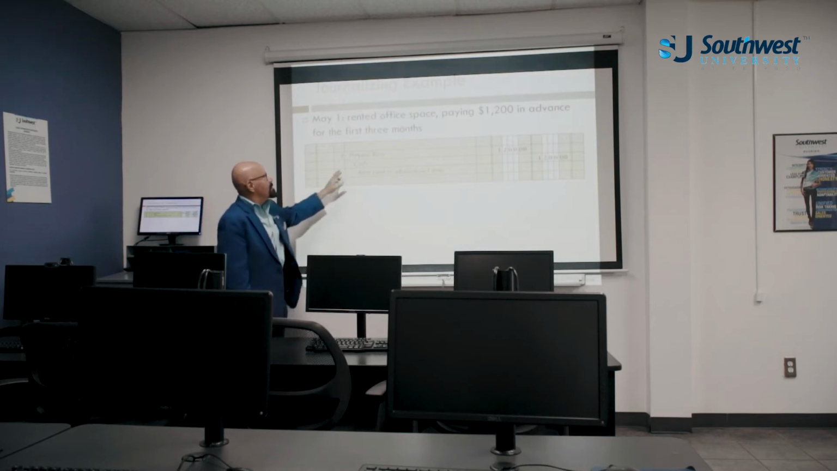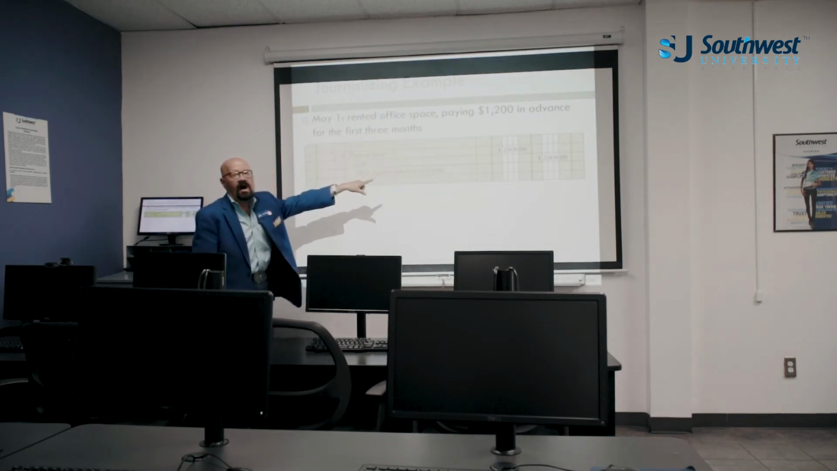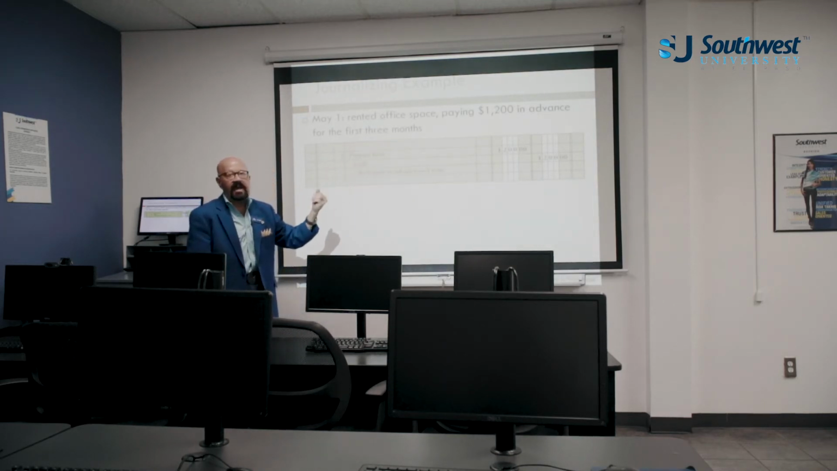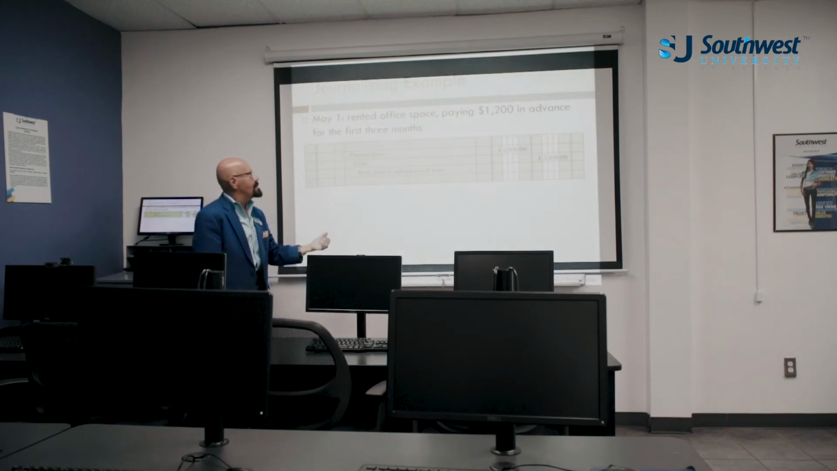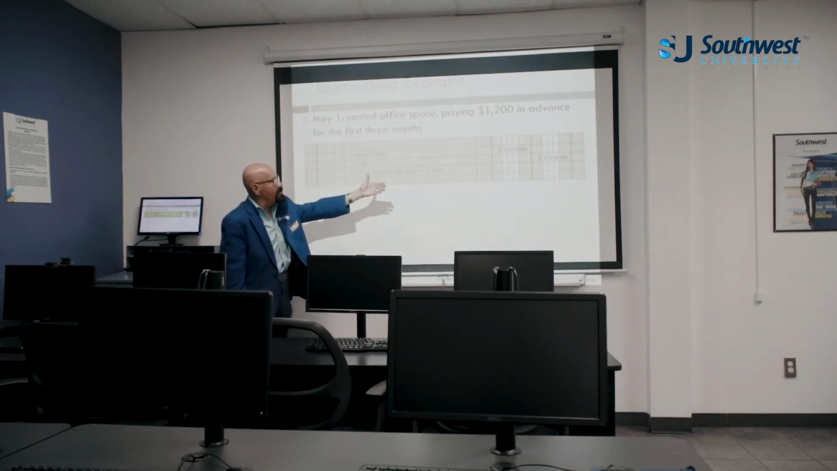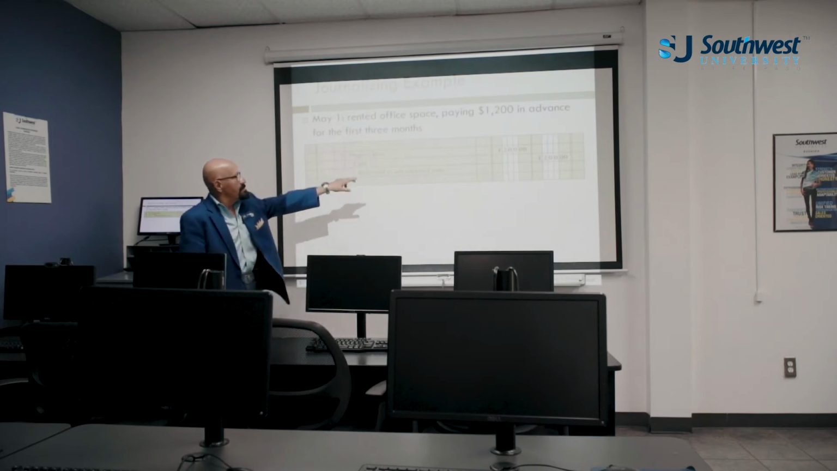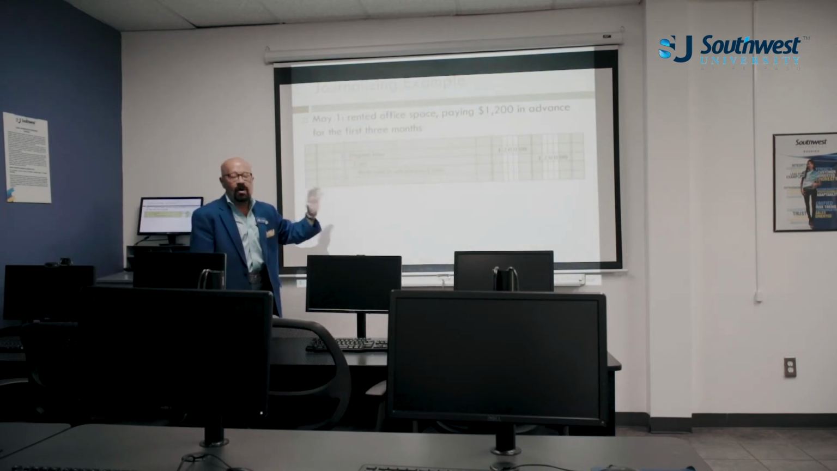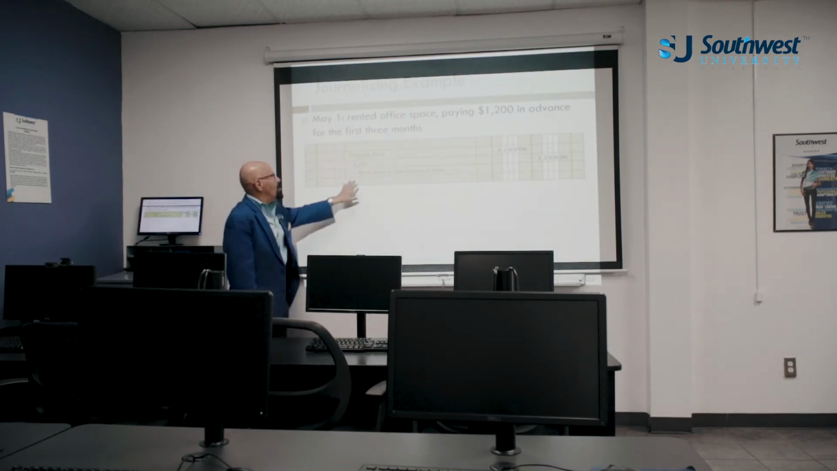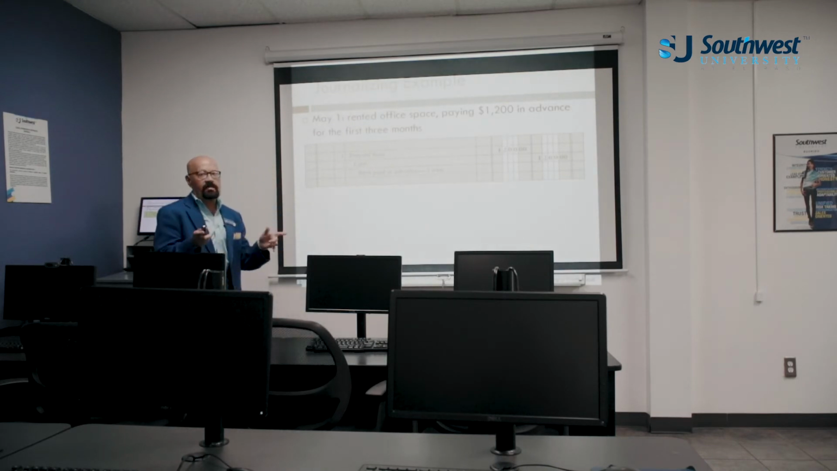Okay? So prepaid rent, $1,200 in a debit, because how do you make an asset go up? You debit. And then cash, $1,200, because we spent $1,200. Cash is an asset. How do we make an asset go down? We credit. So, and here's our explanation. Rent paid in advance, 3 months.